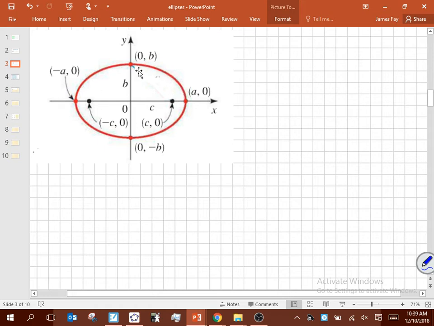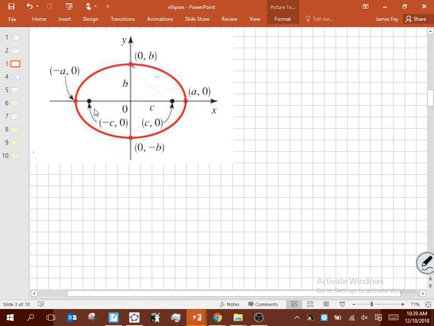So we could take a general ellipse. We call this the minor axis because it's the smallest one. We call that the major axis because it's the larger axis, and that can be switched. The major axis could be the vertical one, and the minor could be the horizontal one.